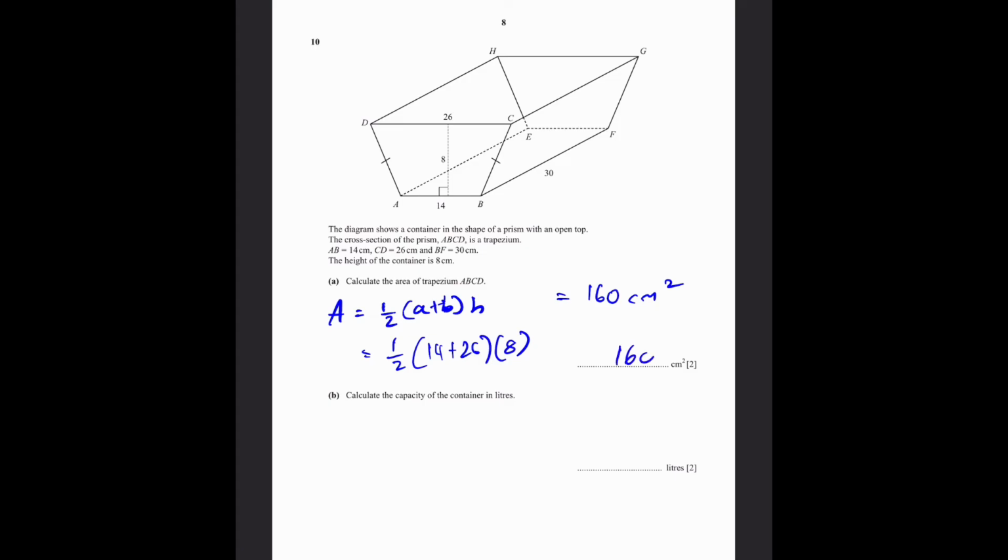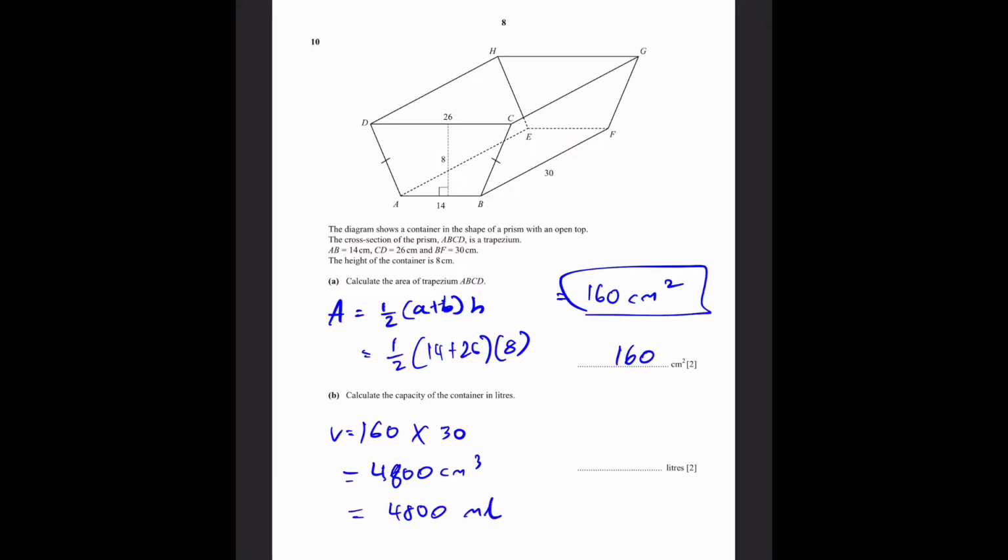B. Calculate the capacity of the container in liters. Now the capacity of the container is going to be the volume times some amount according to the unit of the volume. So first, the volume is equal to 160 times 30, because the area of the cross-section times length, that's going to be equal to 4800 centimeters cubed. Now 1 centimeter cubed is equal to 1 ml, and therefore you can write this as 4800 milliliters, and that's simply 4.8 liters. That's the answer. Let's go to part C.